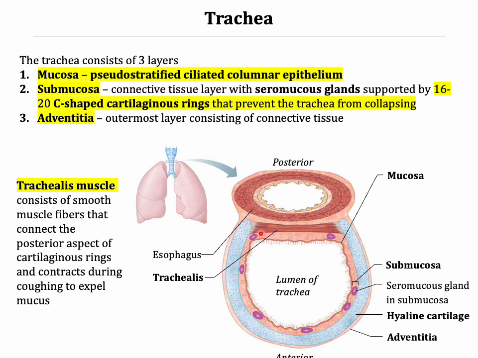We do have a muscle found between these areas called the trachealis. It's a smooth muscle within there, involuntary, but it does contract and really help with coughing to expel mucus that's within the trachea.